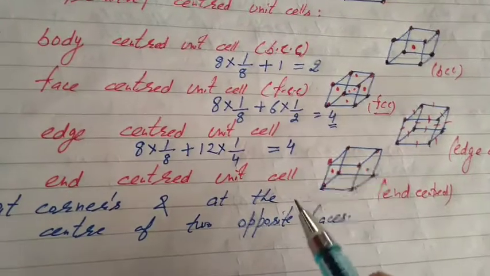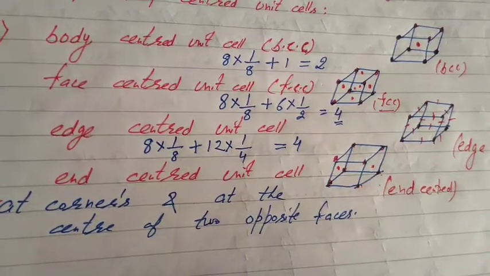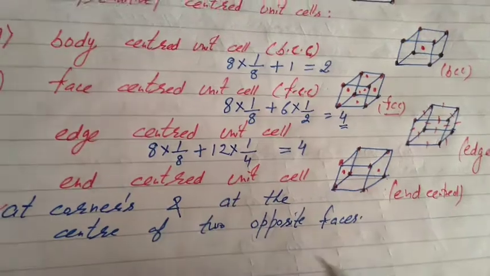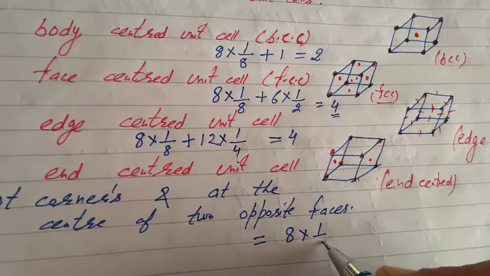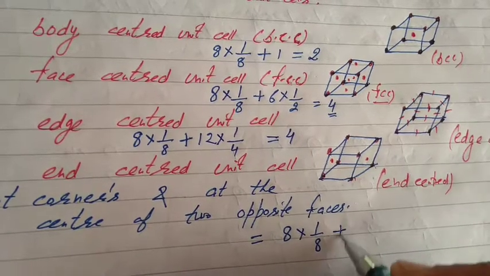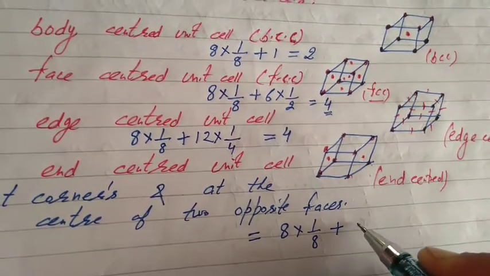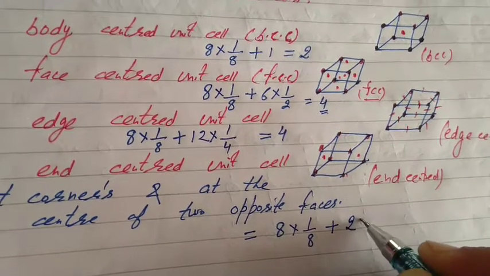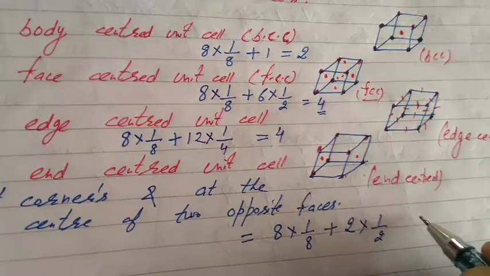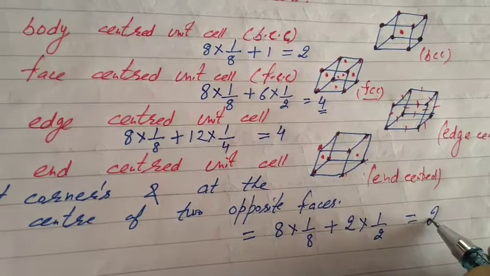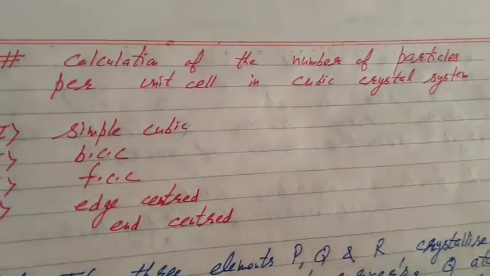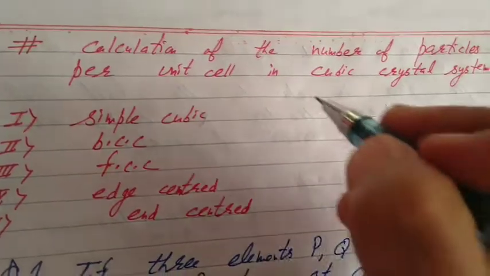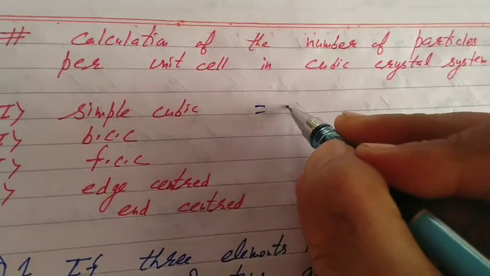Last one is end-centered. Particles at corners and at the center of 2 opposite faces. Corner 8, contribution 1 by 8, and at the center of 2 alternate faces. Total 6 faces, but 4 are vacant. Occupied faces are 2. In face, we know contribution is 1 by 2. Our answer is 2. That's the calculation of number of particles per unit cell in cubic crystal system. Students, how many particles are in simple cubic? 1.